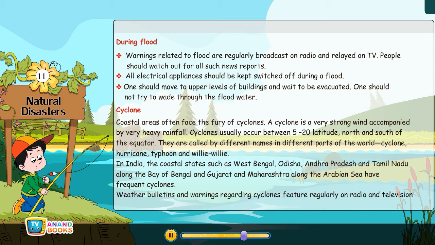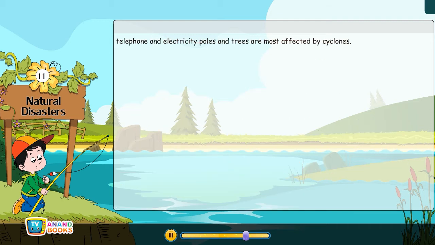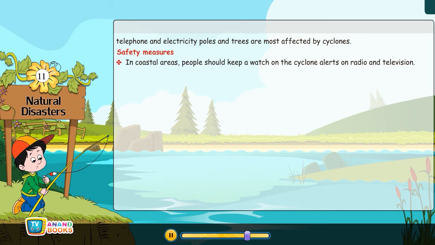Weather bulletins and warnings regarding cyclones feature regularly on radio and television, and people are moved to safer places. Fishermen, boats, people living in coastal areas, telephone and electricity poles and trees are most affected by cyclones. Safety measures. In coastal areas, people should keep a watch on the cyclone alerts on radio and television.